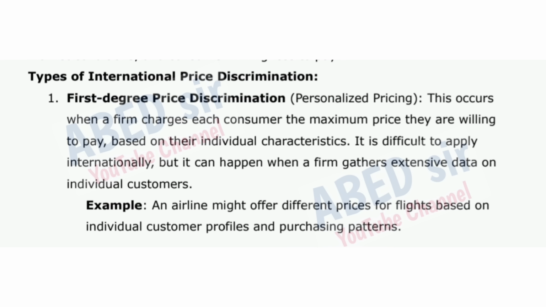1. First-degree price discrimination. Personalized pricing. This occurs when a firm charges each consumer the maximum price they are willing to pay, based on their individual characteristics. It is difficult to apply internationally, but it can happen when a firm gathers extensive data on individual customers. Example, an airline might offer different prices for flights based on individual customer profiles and purchasing patterns.